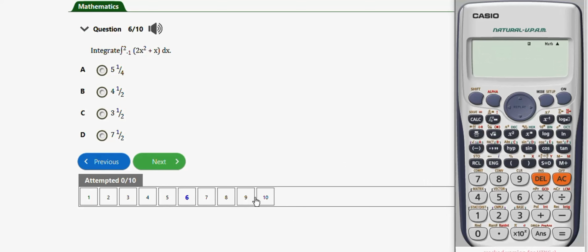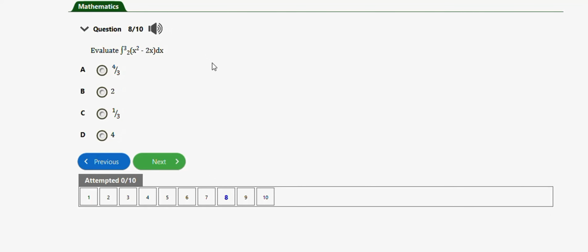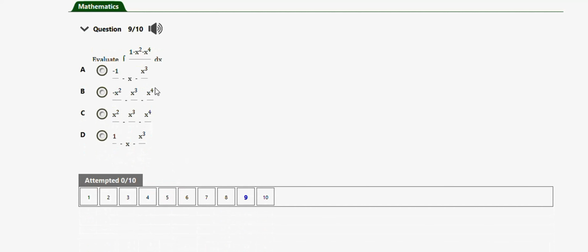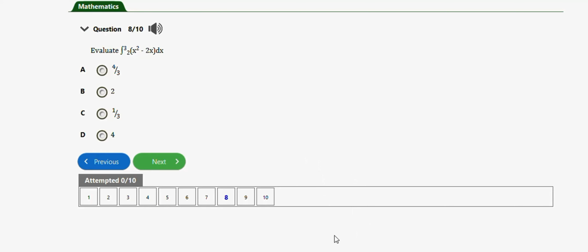Okay guys, so the next repetitive question will be this one. It says evaluate this. This is still a definite integral. The next one after this is indefinite. So let's calculate and solve this.